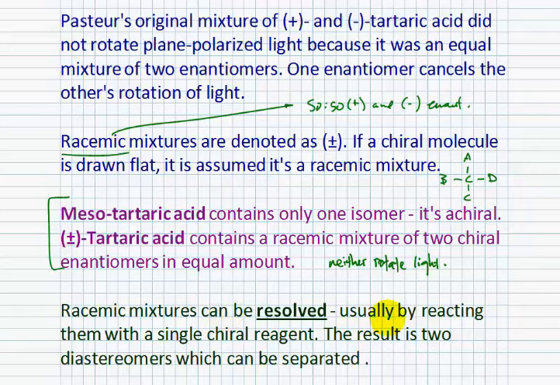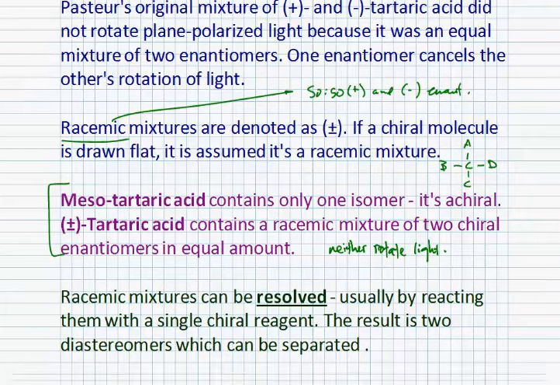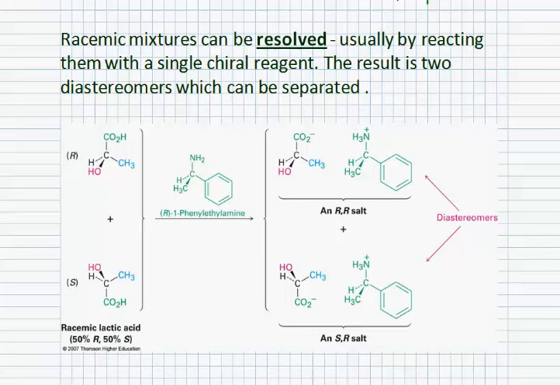Pasteur was sort of lucky that the two different enantiomers crystallized differently, but a lot of times if you react them with a single chiral reagent, you can separate it. So separating the two enantiomers, each of them would rotate light in opposite directions. So I have a mixture of R and S together, okay, all together. So it does not rotate light.